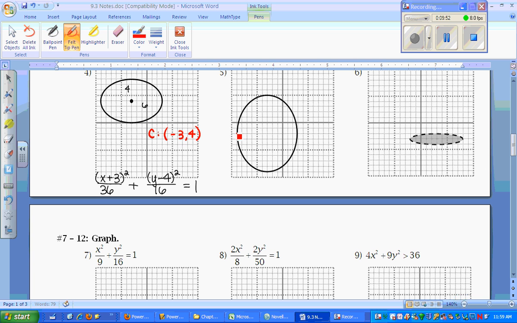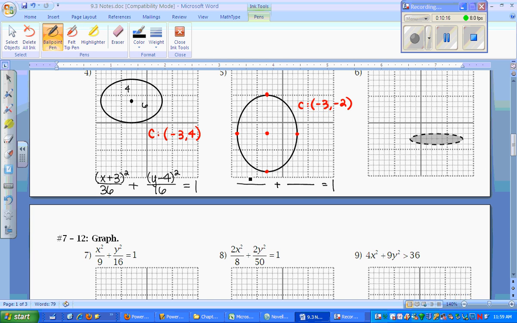On number 5, I'm going to have to find the center. So what I do is I locate the left and the right, and the top and the bottom, your co-vertices and vertices. Vertices on the top and bottom, co-vertices on the sides. And your center is where all four of those intersect. So my center on this one is at -3, -2.